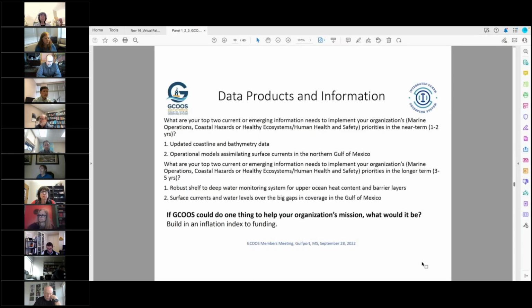Two top current or emerging information needs. One is a robust shelf to deep water monitoring system for upper ocean heat content and barrier layers. We've got the glider project that's going very well. One of the challenges in the Gulf of Mexico is the ocean atmosphere interface because there's a challenge with some of the long duration surface vessels that monitor that interface.